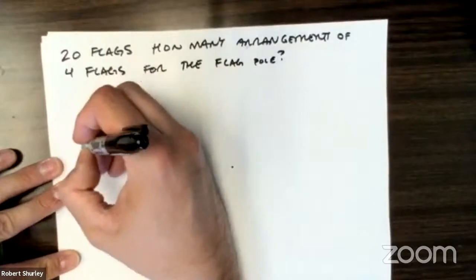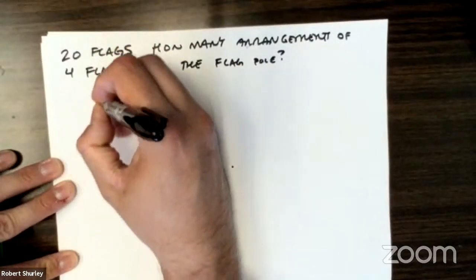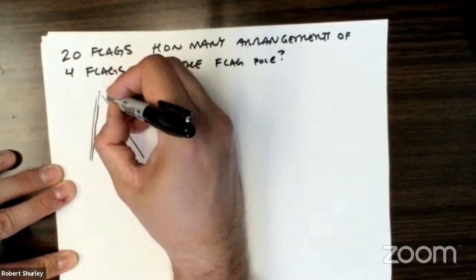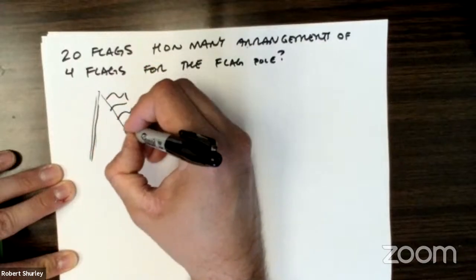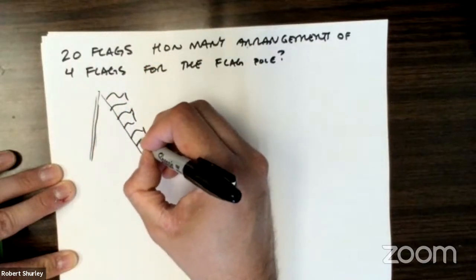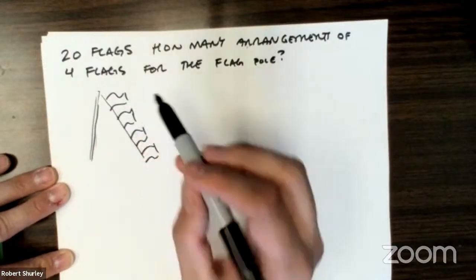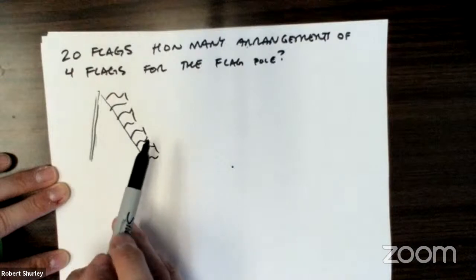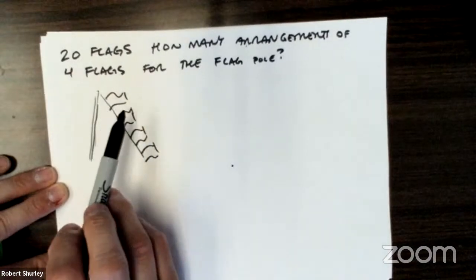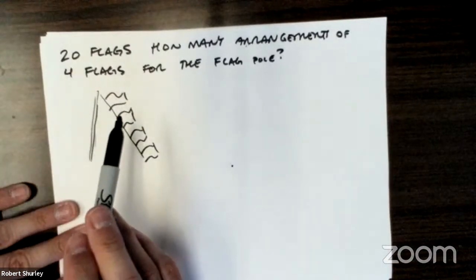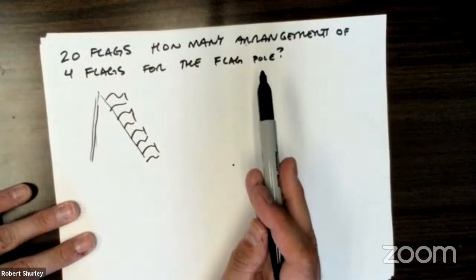Right. So we've got the flagpole going on, and we've got the different flags going on. We've got 4 flags, and we want to know how many different ways we can arrange them. A red, blue, green, white is going to mean something different than a white, blue, red, and green. The order matters for these arrangements, okay?